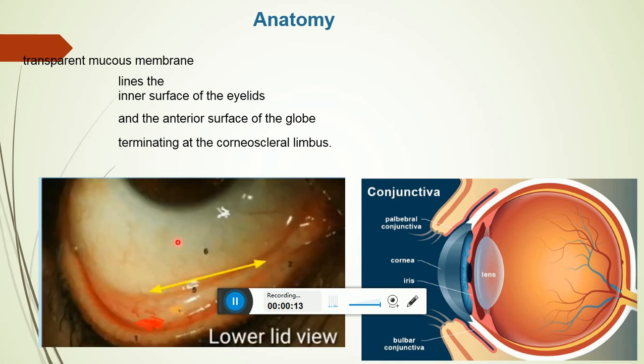Conjunctiva is a transparent mucous membrane that lines the inner surface of the eyelids and the anterior surface of the globe, and it terminates at the corneoscleral limbus. It is richly vascular. It is supplied by the anterior ciliary and palpebral arteries.